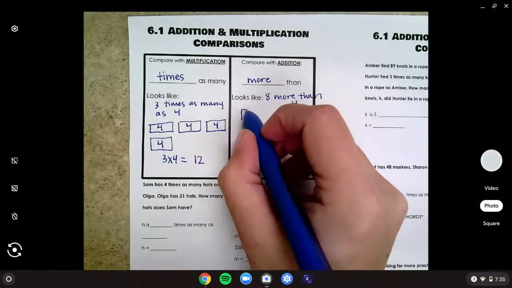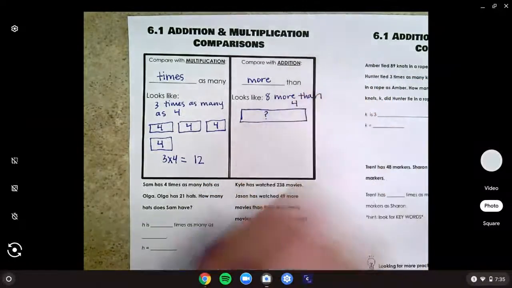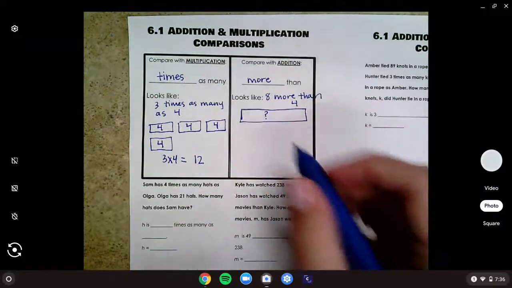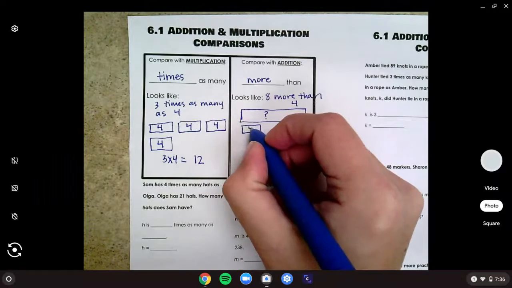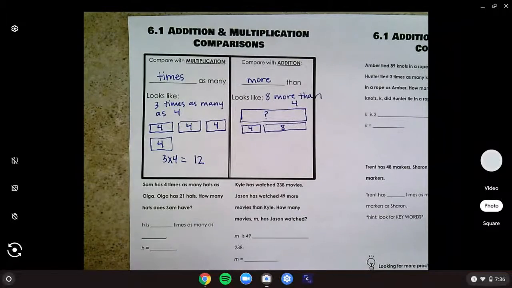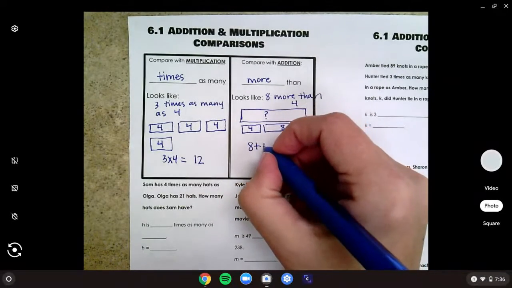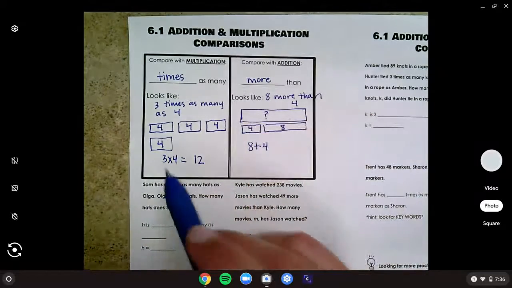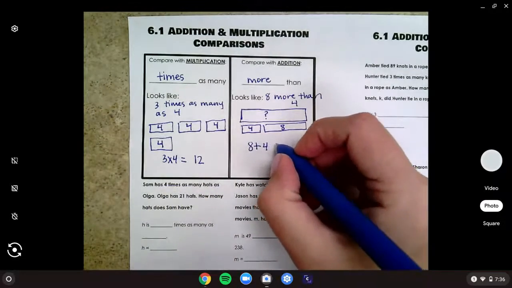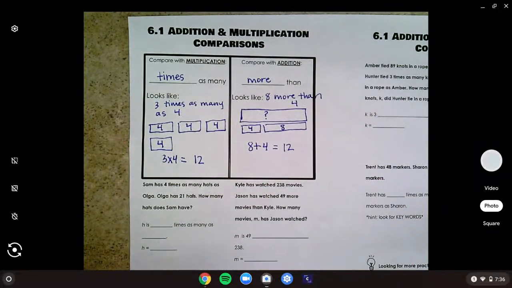This time, we don't know what our group is because with addition, we're trying to find our missing part. But we know we have 4, right? And we know we have an 8. So 8 more than 4. So then I know that more than means 8 plus 4. Now that's different than multiplying. We have to add these. So 8, 9, 10, 11, 12. 12 would be the answer, our sum.